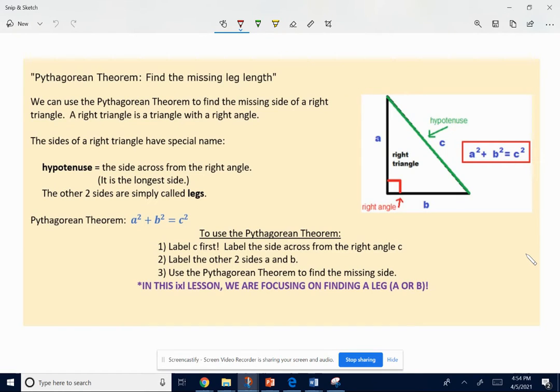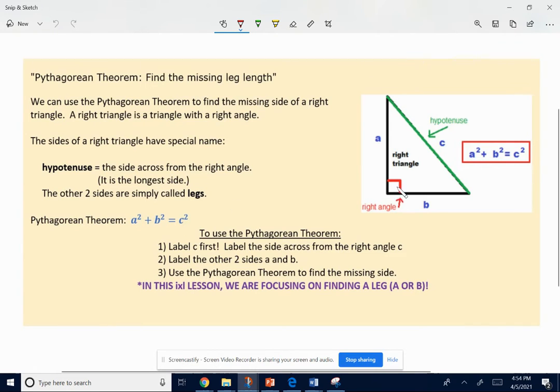Okay, in this video, we're going over the second type of problem of finding the Pythagorean theorem. In IXL, we used the Pythagorean theorem the other time to find the missing hypotenuse. In this video, I'm showing you how to find the missing leg. The Pythagorean theorem is still a squared plus b squared equals c squared.